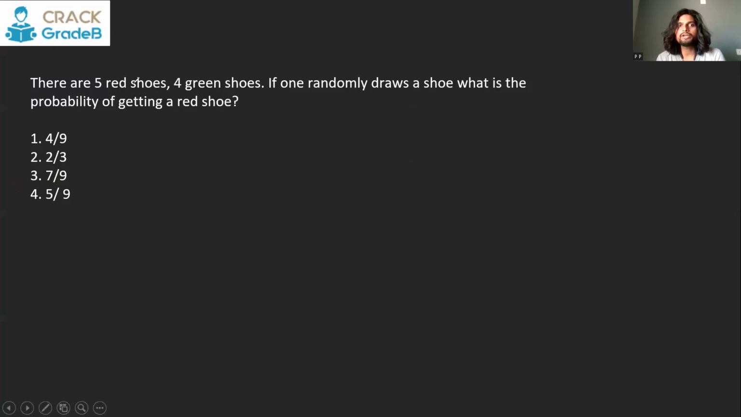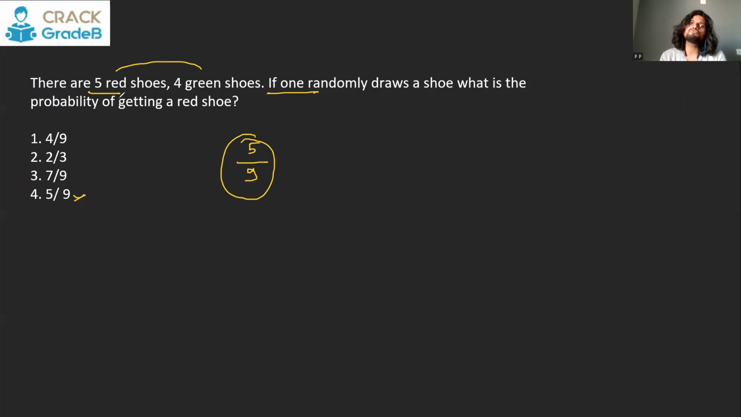There are 5 red, 4 green shoes. If one randomly draws a shoe, what is the probability of getting a red shoe? Again, same thing, because only one is being drawn, you can directly say there are 5 out of a total of 9. So 5 red out of a total of 9. 5 by 9 will be the probability. Let's see one more.